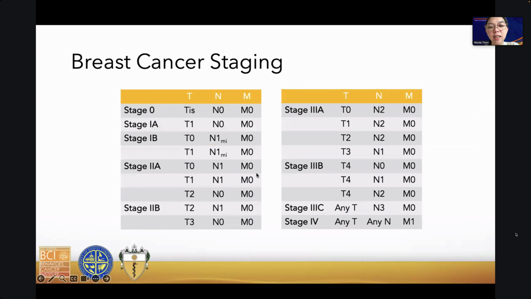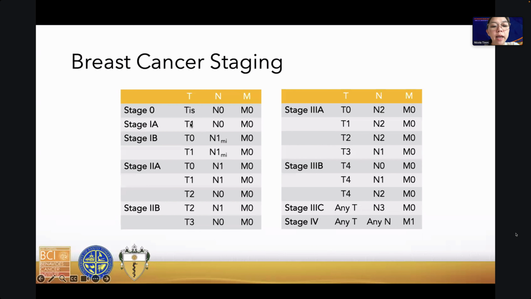Now for staging, it might be confusing, but it's actually also quite easy to remember. First of all, stage 1B, forget about that. You probably will not encounter stage 1B in your exams. First, we look at 1A and 2A, which is just the T stage with no nodal involvement. Stage 1A is T1N0. Stage 2A is T2N0. Now, once you have any nodal involvement, you go up to the next stage.